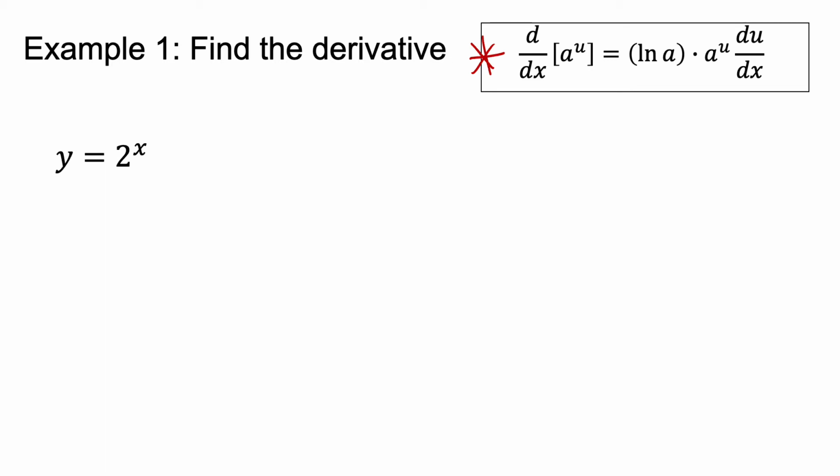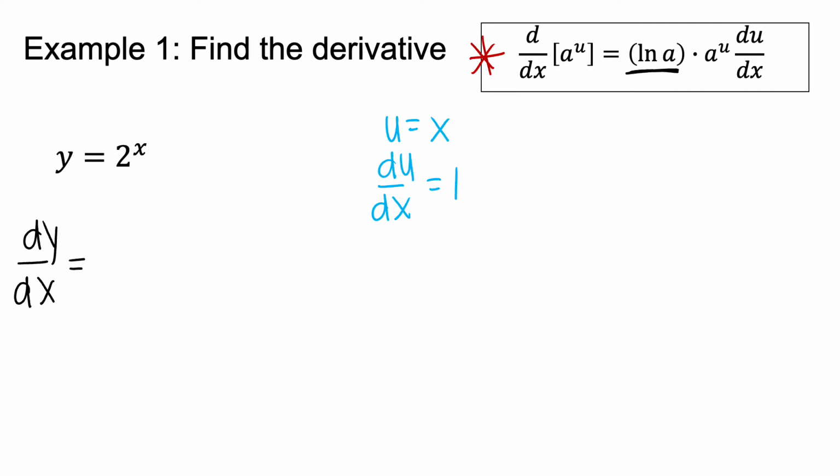The derivative of a to the u is the natural log of a times a to the u du dx. So in this case, our a would be 2 and our u would actually equal x. So I'm going to take a little note here that u would be x, which makes du dx just equal to 1. So finding our derivative dy dx, following our pattern, this would be equal to the natural log of a, so that's going to be the natural log of 2 times a to the u, so times 2 to the x, times du dx, which is going to be equal to 1.